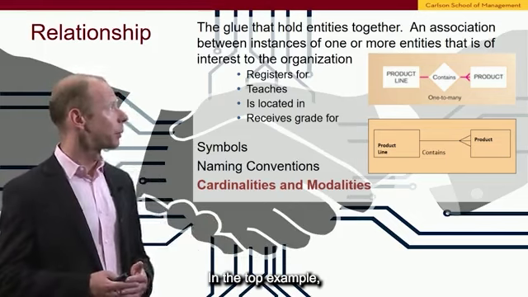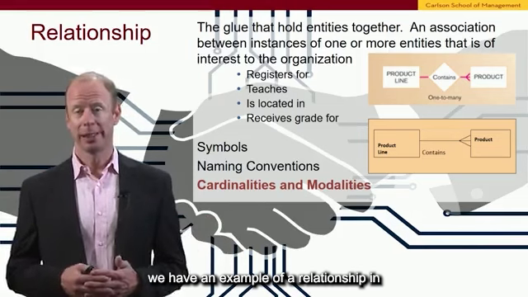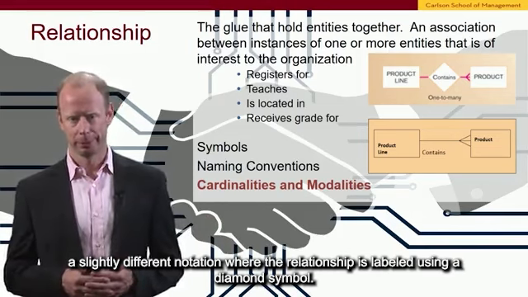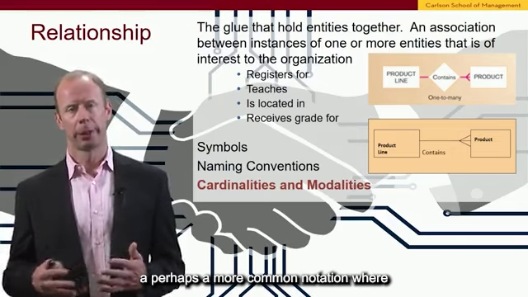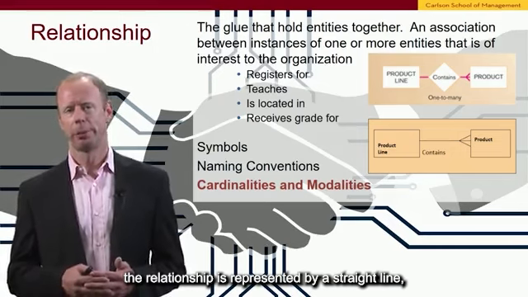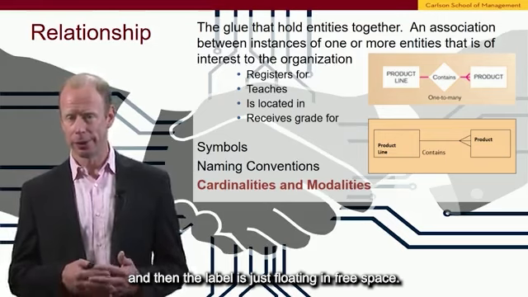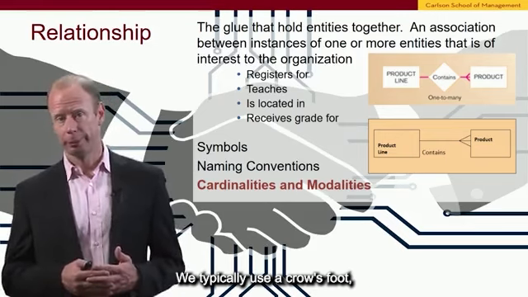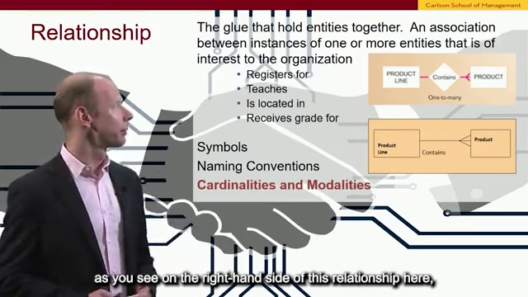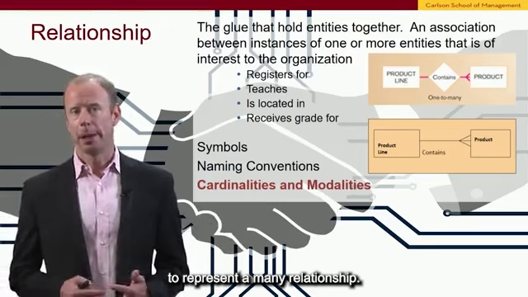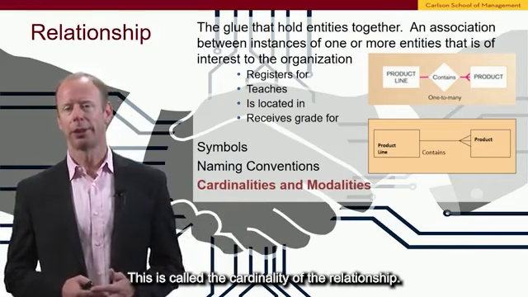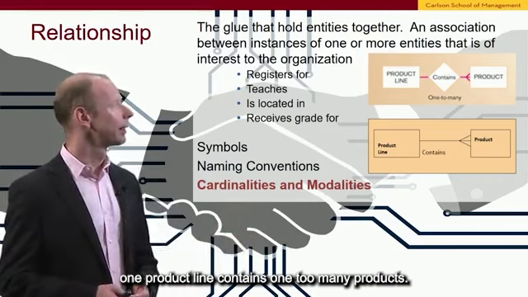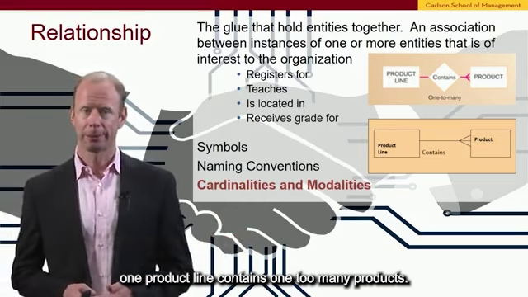In the top example, we have an example of a relationship in a slightly different notation where the relationship is labeled using a diamond symbol. On the bottom, we have perhaps a more common notation where the relationship is represented by a straight line and then the label is just floating in free space. We typically use a crow's foot, as you see on the right-hand side of this relationship here, to represent a many relationship. This is called the cardinality of the relationship. So in our example, one product line contains one to many products.